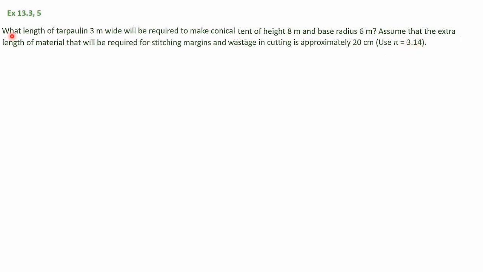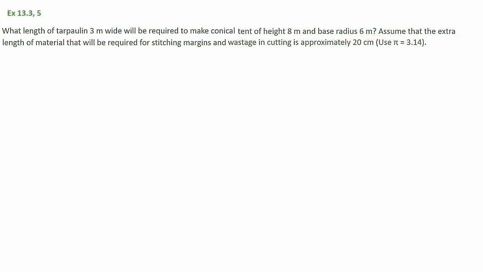Here we need to calculate the length of tarpaulin. As we know, tarpaulin is what we use for shading and so on, that blue color sheet. The shape of that one is usually rectangular only. So length we need to calculate. Width of tarpaulin is given to us as 3 meter. It will be required to make a conical tent of height 8 meter and radius 6 meter.